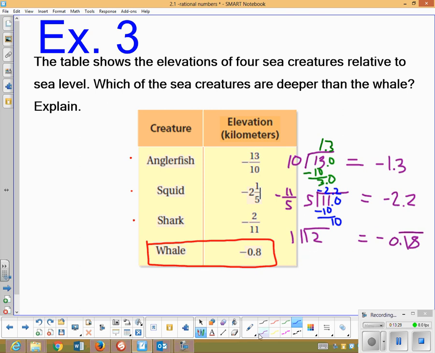So what if, using the same information, it says, what if for on your own, number 9, the elevation of a dolphin is negative 1/10 kilometers? Which of the sea creatures in example 3 are deeper than the dolphin? So the dolphin's negative 1 over 10. Which one is deeper than the dolphin? So first, don't forget you have to change this into a decimal. Then you can figure out which of the example problems in example 3 are deeper than the dolphin.